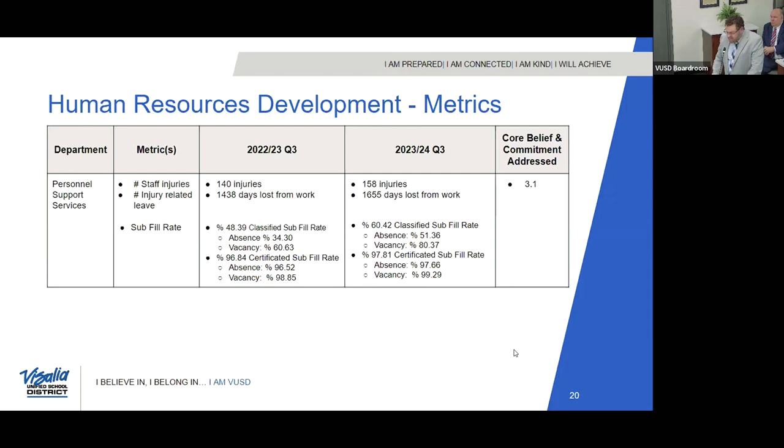We continue to stay very steady with our certificated sub fill rate, which has been above 96% since this time last year and even prior to that. But we've continually grown in our classified sub fill rate. That's great, meaning that we're reducing vacancies and reducing absences, which helps because you're not trying to fill as many. We've also been able to build that bank and pool of classified subs, increasing from the high 30s and 40s at the beginning of last year to now 60% over this past quarter.